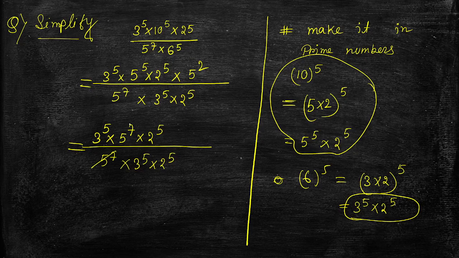Now see, 5 to the power 7, 5 to the power 7 cancel out. 3 to the power 5, 3 to the power 5 cancel out. 2 to the power 5, 2 to the power 5 cancel out. Don't write it as a 0, because for division we'll write 1 only. If the same number like 30 is divided by 30, this is 1, so for the same number, the answer will be 1. Don't write as 0.